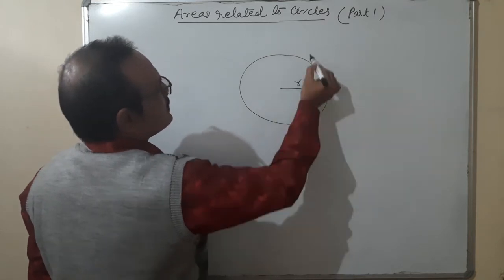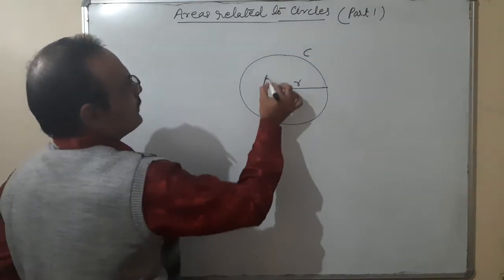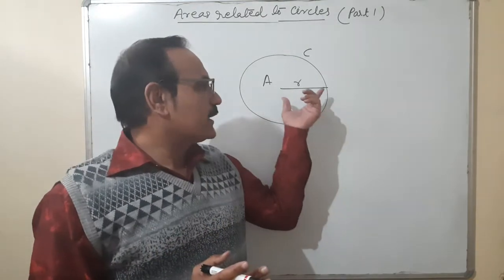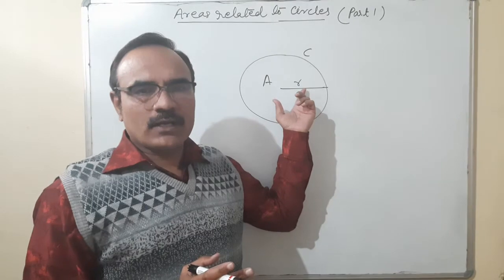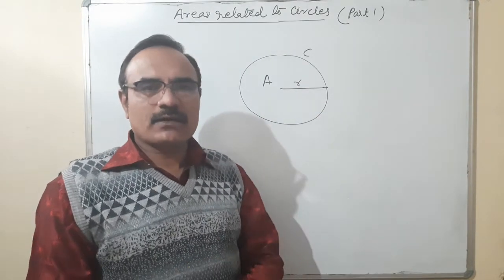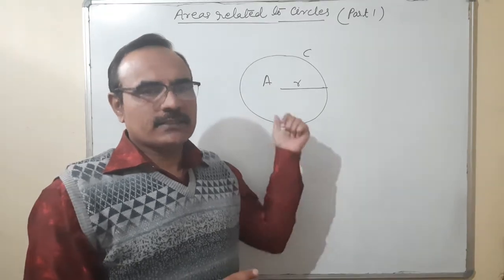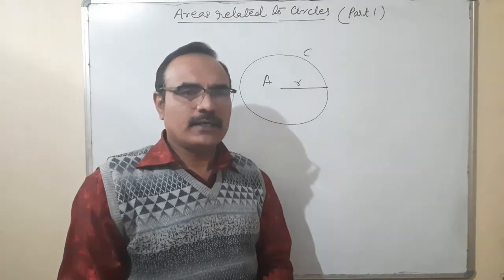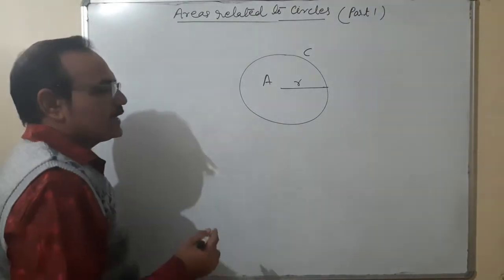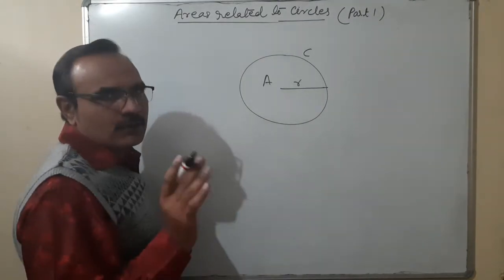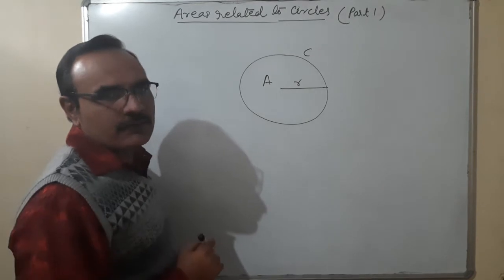The radius of the circle is denoted by small r, the boundary of the circle, the circumference, is denoted by C, and the area of the circle is denoted by capital A. Two well-known formulae which you have already studied: the area of a circle and the circumference of a circle.